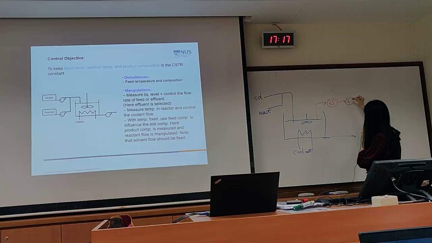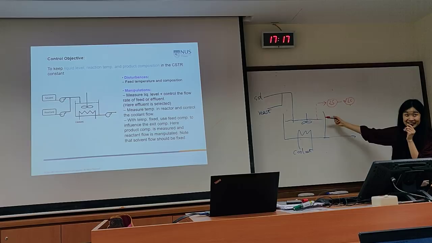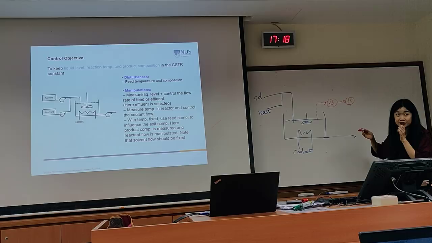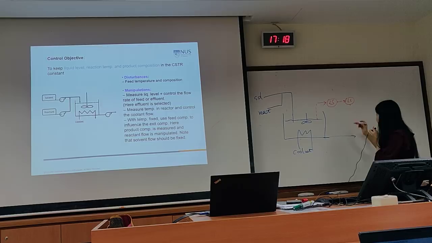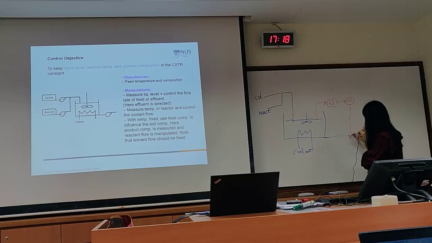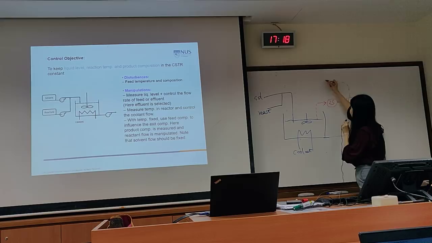And where to send this signal? If you want to control the accumulated level here, you can either control the inflow or outflow. Both ways will work, or you can treat them together. But to make it easier, normally we just fix one to control the other. So you can send the signal to this valve here to control the inflow. Similarly, you can send a signal back, because we have a lot of degrees of freedom for control here.